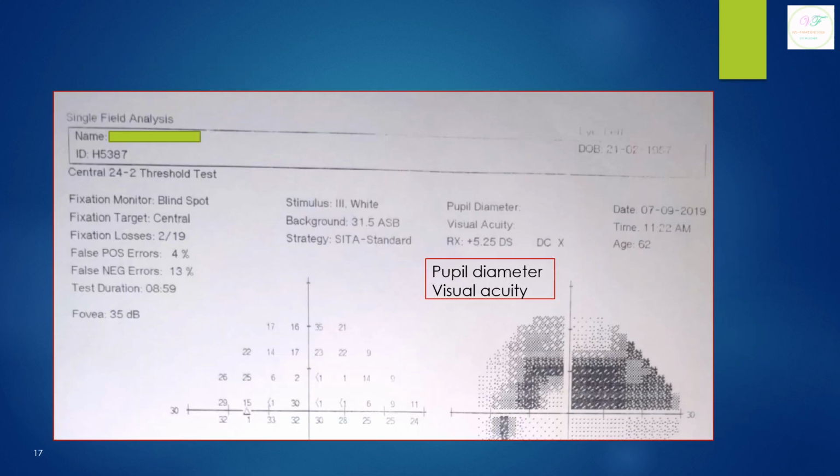Next, you have to look at the pupillary diameter and the visual acuity. It is not mentioned in this chart, but it is ideal to write the pupillary diameter because we compare visual fields of similar pupillary diameter. And visual acuity, in order to know whether the patient's visual acuity is good or not, and whether the treatment which is used is corroborating to whatever his visual acuity is, that we have to know.